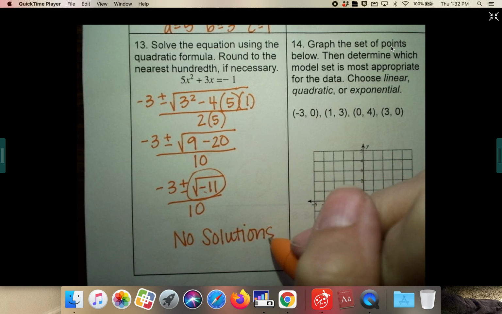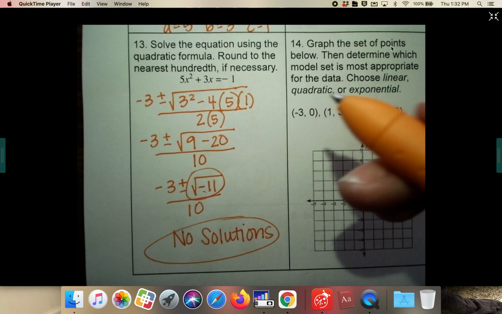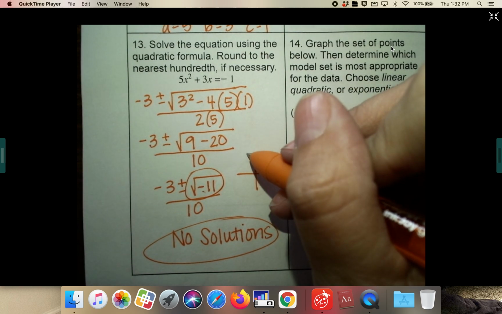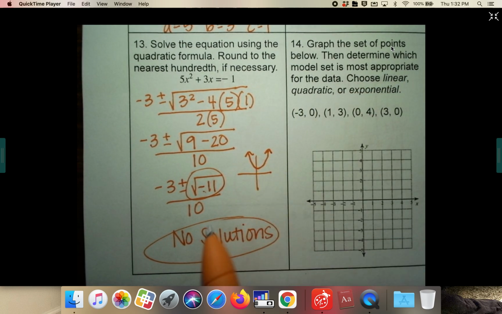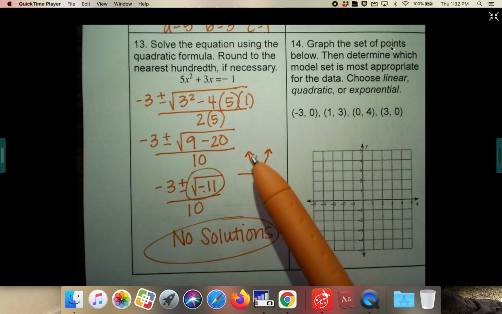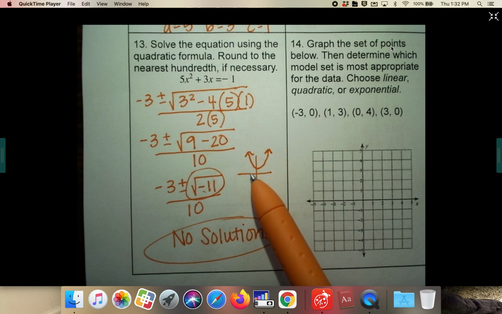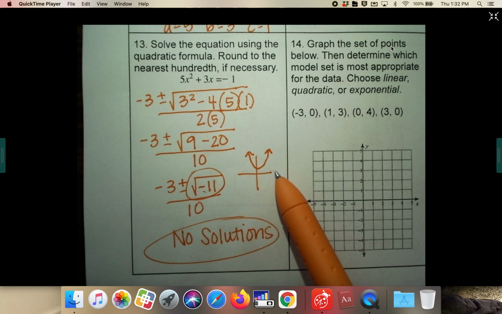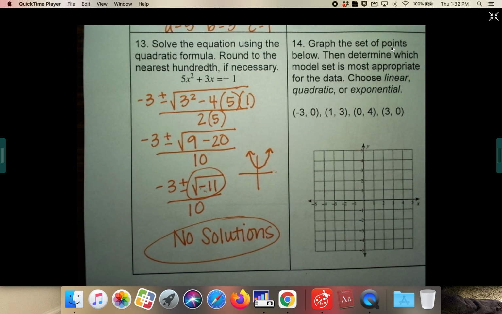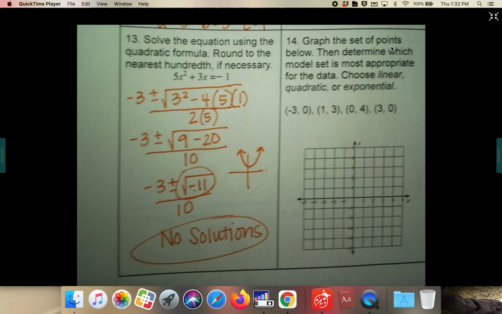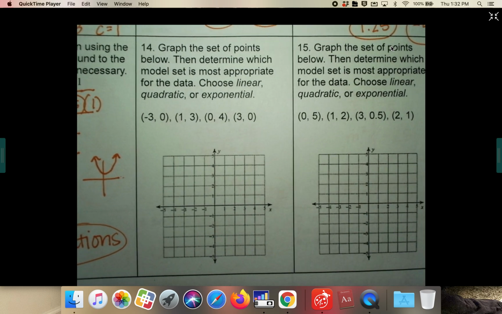And you don't have to write this part, but I do want you to know what that means. It just means, remember, that your parabola is not going to touch the x-axis at all. It doesn't mean there's no parabola. It just means it doesn't have a solution on the x-axis. Okay, so once you get a negative square root, stop right there and write the words no solutions, or no solution, I don't care. Okay, and then this is from our most recent lesson.